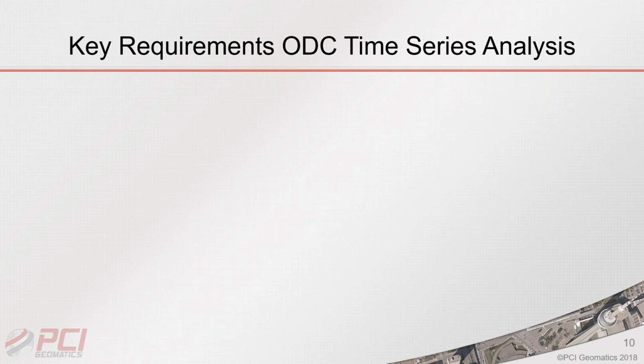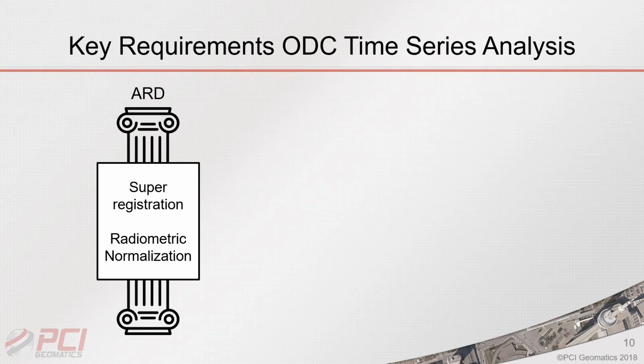So what are the requirements for doing all of this? This is fantastic work, and it requires some things. So we've been busy thinking about this over the last few years, and we just want to kind of discuss a little bit what the requirements are. So one of the first things is to create analysis-ready data. It's one of the 3 pillars of doing this type of analysis, this ODC time series analysis. The analysis-ready data really requires 2 things.